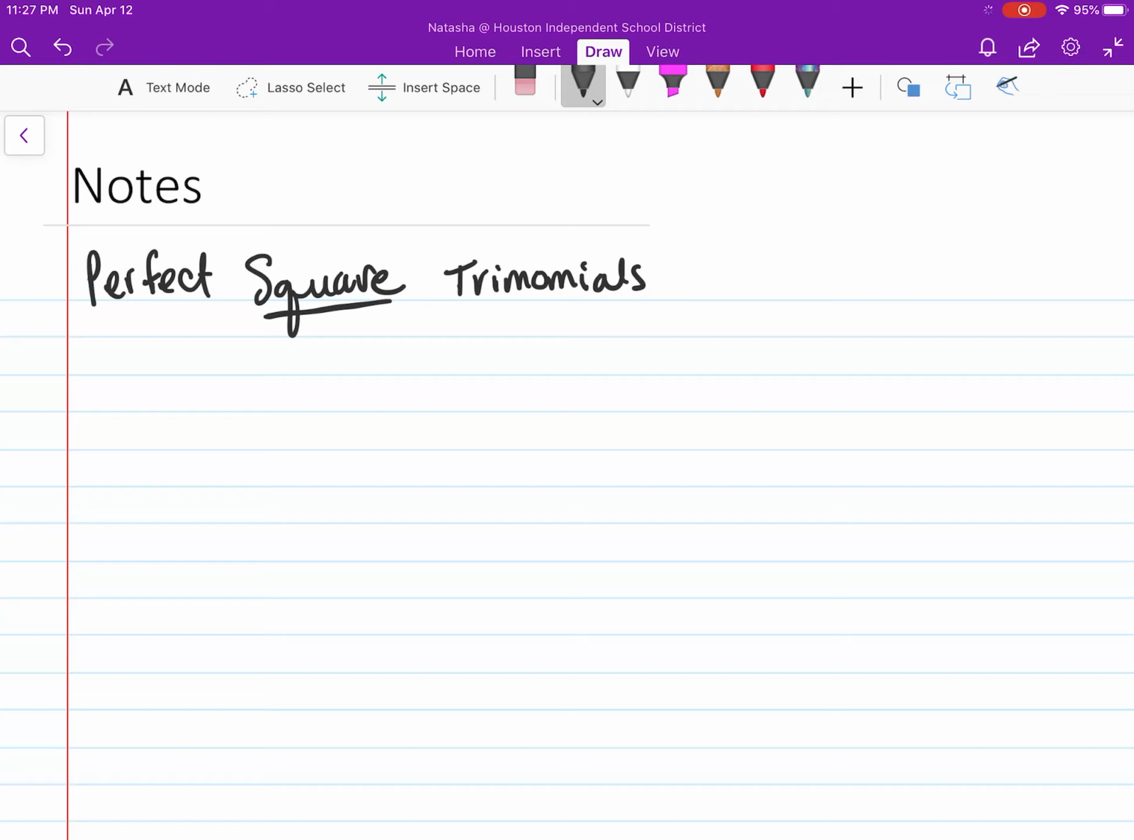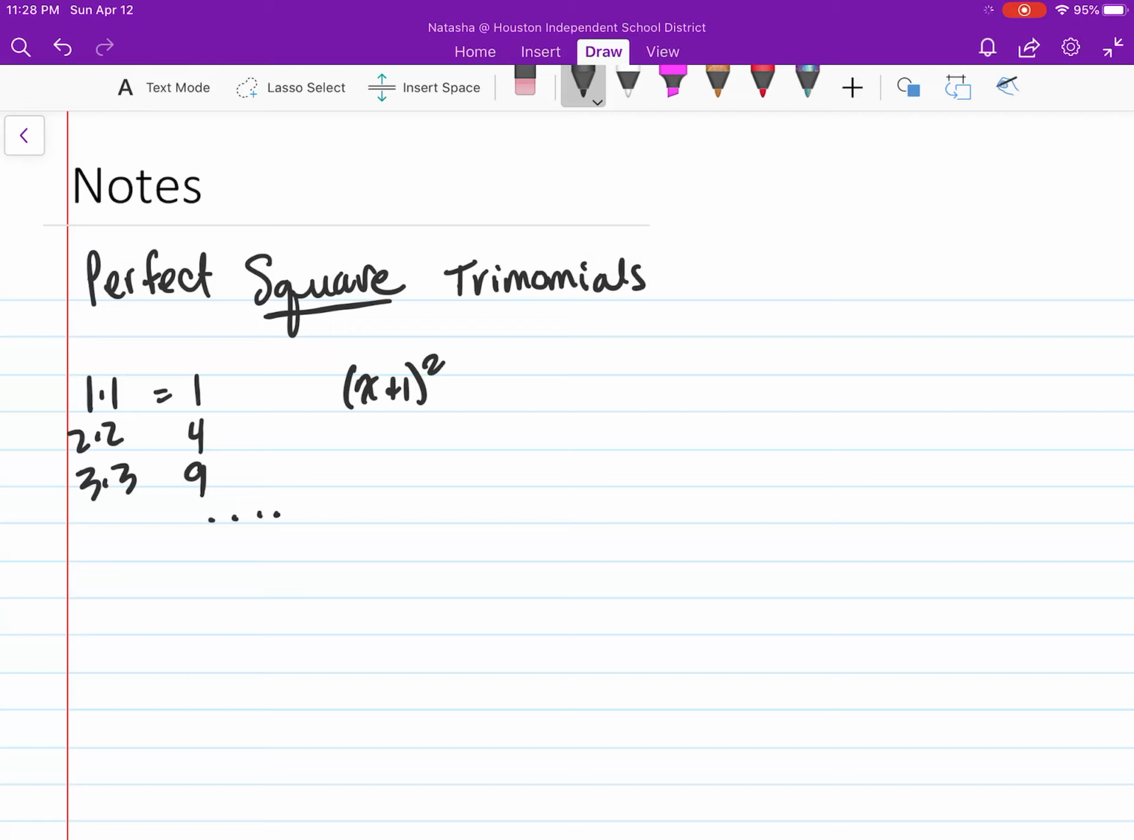First off, let's remind you what a perfect square is. A perfect square is anything multiplied by itself. So 1 times 1 is 1 squared. So 1 is a perfect square, 4 is a perfect square, 9 is a perfect square, that's 2 times 2, 3 times 3, and so on and so on. Whatever is multiplied by itself is a perfect square.